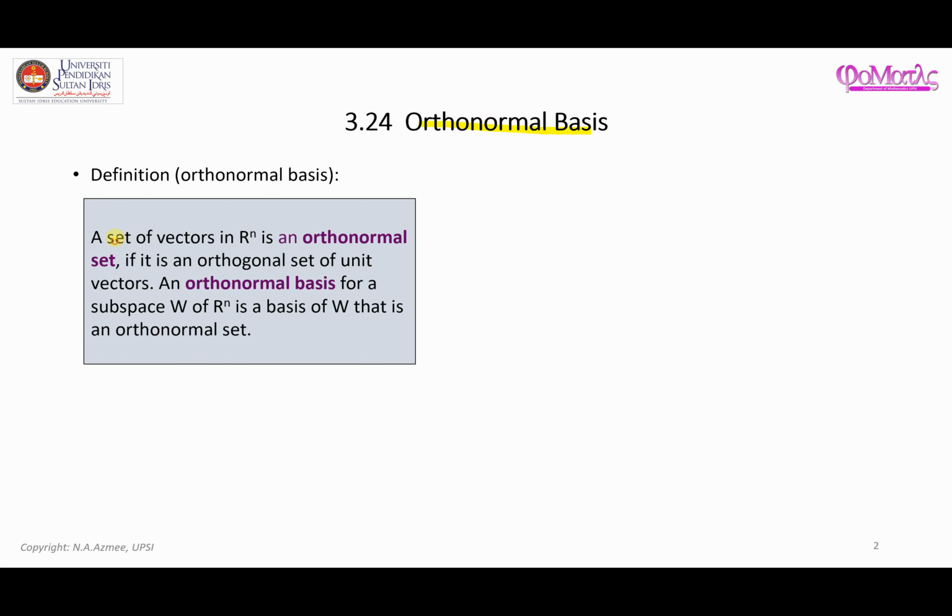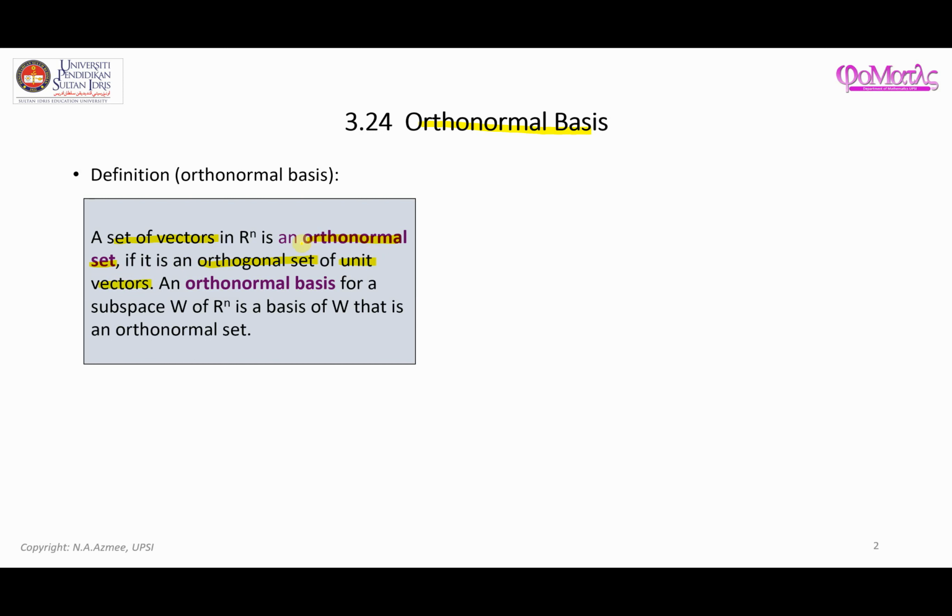In this video, I would like to talk about the idea of orthonormal basis. We call a set of vectors in a vector space an orthonormal set if it is orthogonal. So the set here has to be an orthogonal set of unit vectors. What is the meaning of unit vectors? It means that when you calculate the magnitude of that vector, the result is equal to 1.